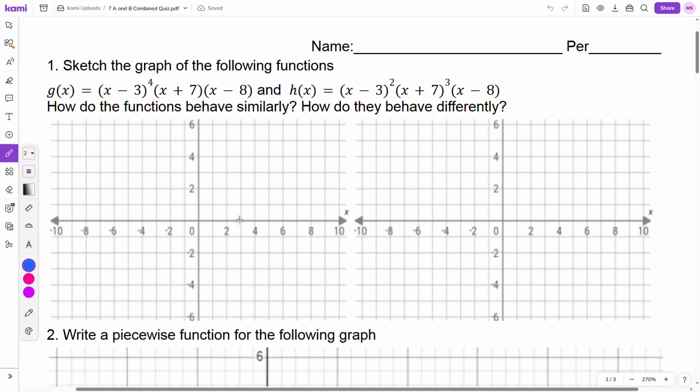So, x minus 3 would put you at positive 3. And that's the same for this one here. Okay, that's this one right here. X plus 7 puts you at negative 7 on both of them. So let's mark those points right there. And we have x minus 8, which puts us at positive 8 for both of those points. Okay, and that's the intercepts.